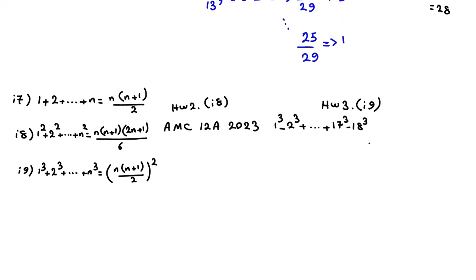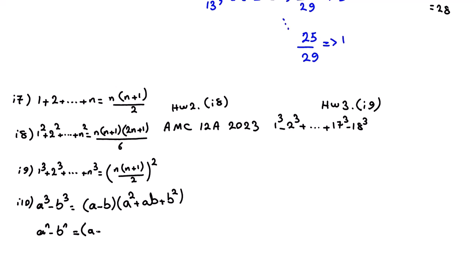Okay, and if you want to apply identity 8, you should also know identity 10, which is a cubed minus b cubed, or in general, a to the n minus b to the n, which is a minus b times a squared plus ab plus b squared. And in general, a^n minus b^n is what? A minus b times... Can you guess? It is what?